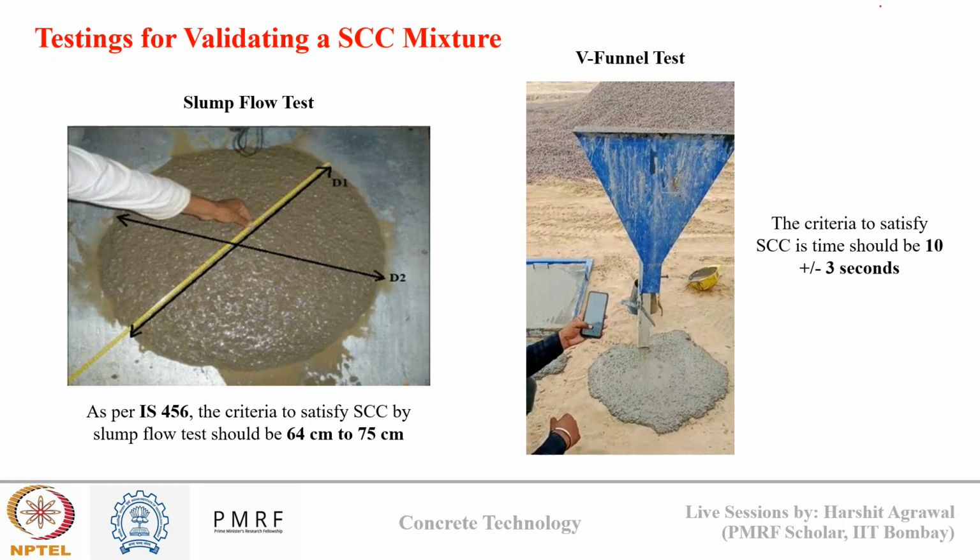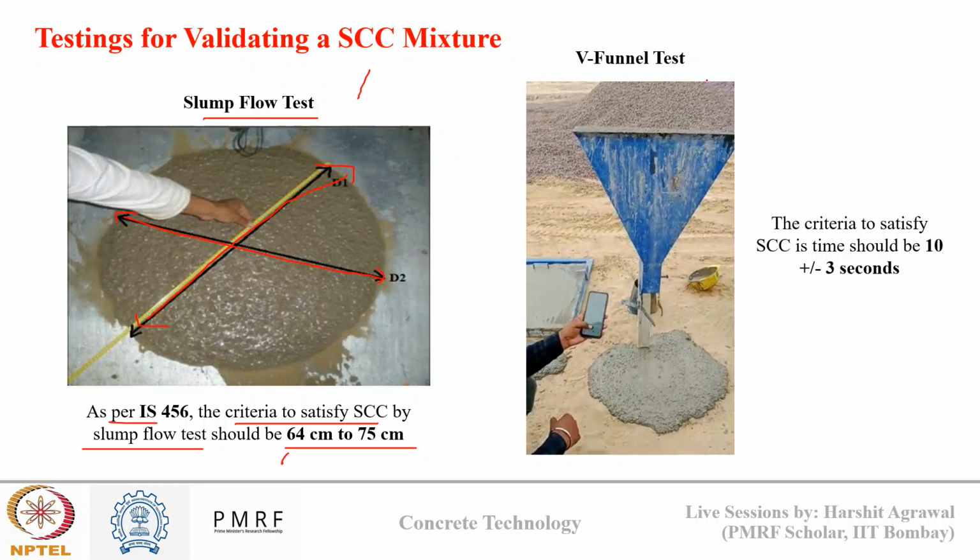Then there is the slump flow test. Instead of measuring the drop in the height of concrete slump, we measure the spread of concrete. From the spread of concrete, we record two diagonal values, and we calculate how much spread is there. As per the IS 456 criteria, for a concrete to satisfy SCC criteria, the slump flow should be in the range of 640 to 750 mm.